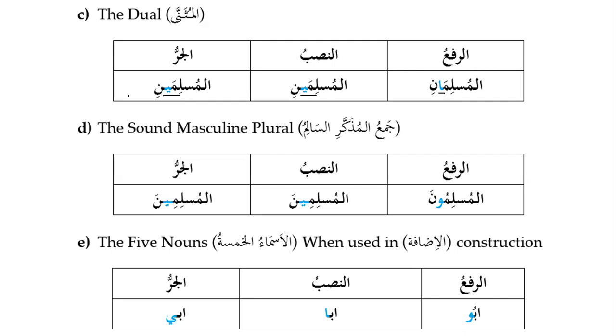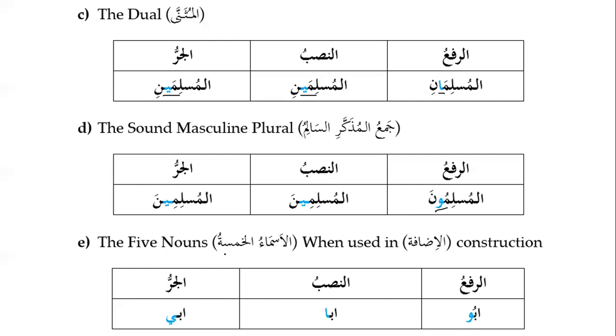Okay, the sound masculine plural, Jam'ul Mudhakkari As-Salimu. Also, Una, Ina, Ina. Do you remember the sounds? Al-Muslimuna, Al-Muslimina, Al-Muslimina. So this is Marfu by Waw, and it is Mansub by Ya, and it is Majroor by Ya. Also, it has two states. So for the dual, it is Ani, Aini, Aini, and for the plural, it is Una, Ina, Ina.